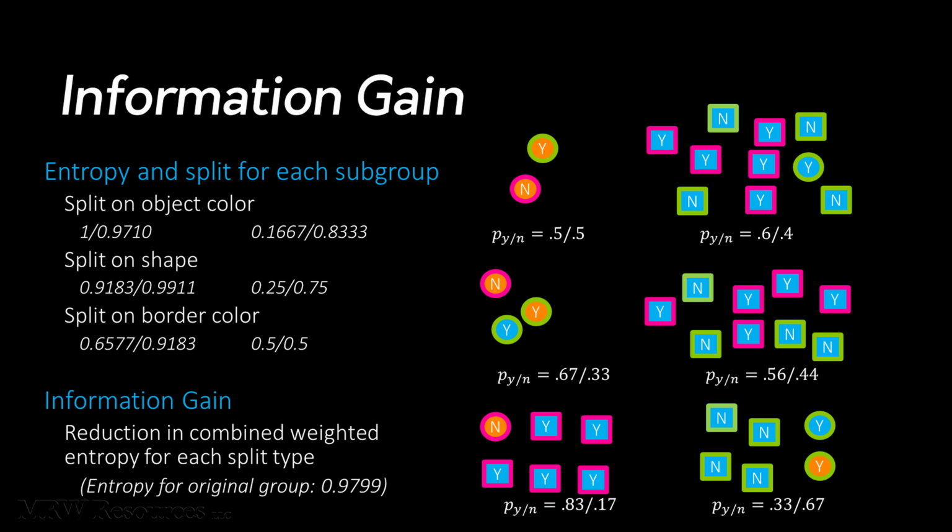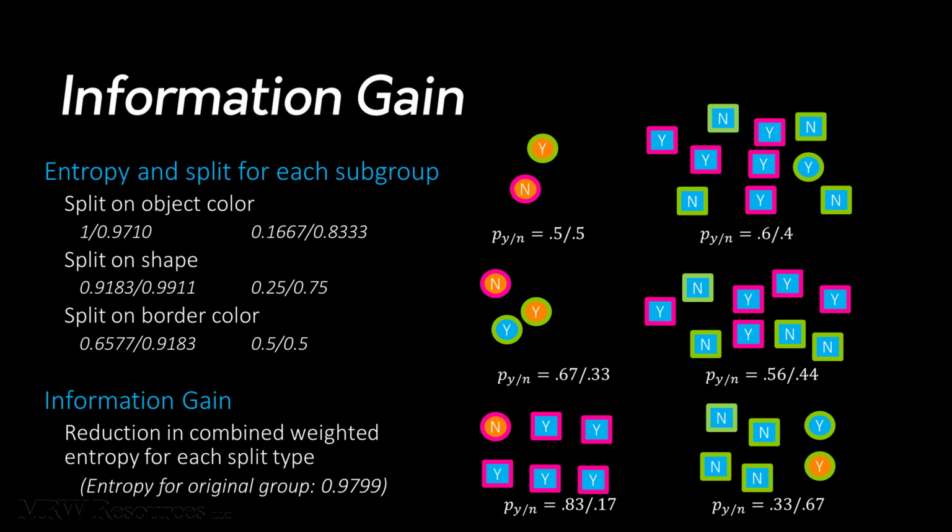And then finally down at the bottom, we have a split on border color, and we have 5 yeses and 1 no for the pink border. So that's 83-17. And then we have 4 nos and 2 yeses for the green border, 33-67 for the yeses. All right, so intuitively, we can look at this and say, well, it looks like border color gave us the best split because we now have groups that are more pure than the original group. And the calculation will bear this out. So we're looking for which of these combinations of groups is going to give us the best improvement in weighted entropy.